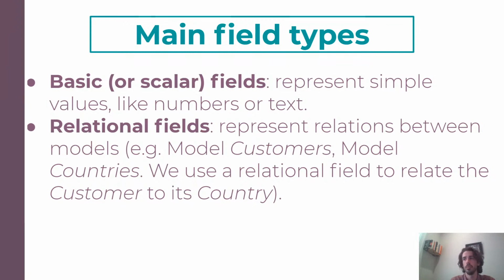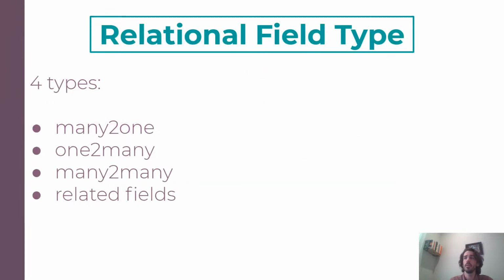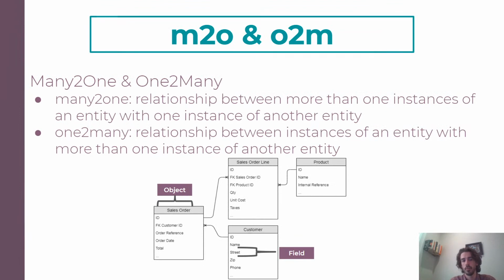Let's talk a bit more about those relational fields. There will be four types of relational fields: many-to-one fields, one-to-many, many-to-many, and related fields. The many-to-one fields, let's think about this way. We can have many records and we want to retrieve just one of them. For example, in a sales order, we want to put the sales order for one single customer. So we have our drop-down list of all our many customers and we'll select just one of them. So our relationship is a many-to-one.